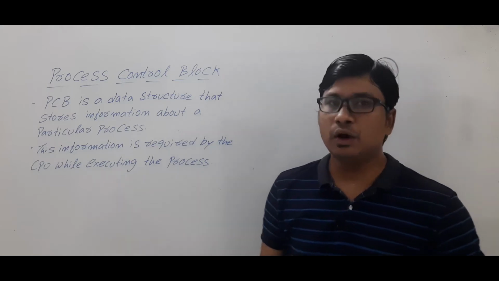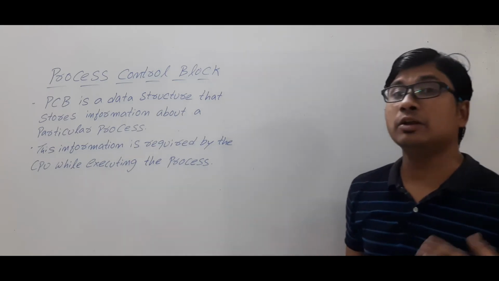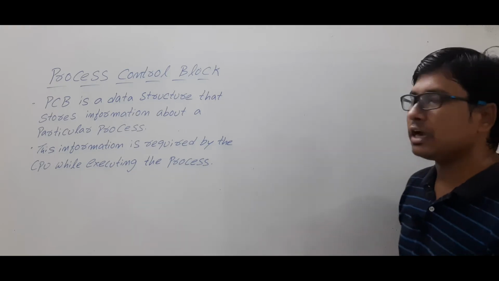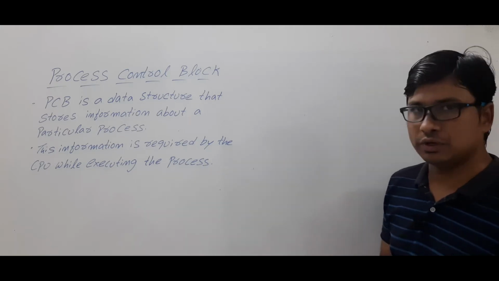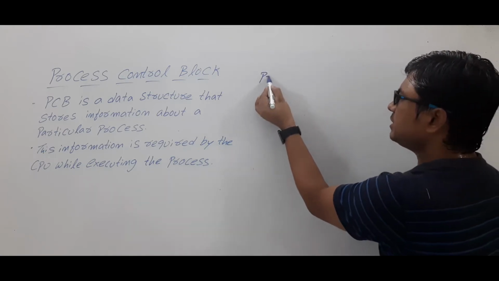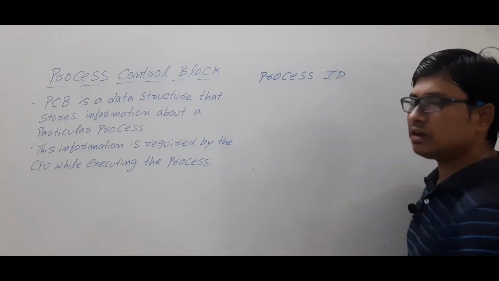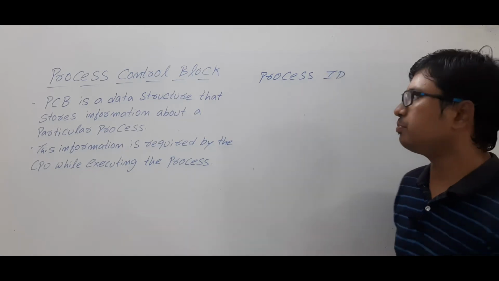Is it clear? Now, the information available in a PCB is the attributes of a process. What are the attributes of a process? First let me list them out, then I will discuss each one. The PCB consists of process ID. These are what we call attributes of a process.